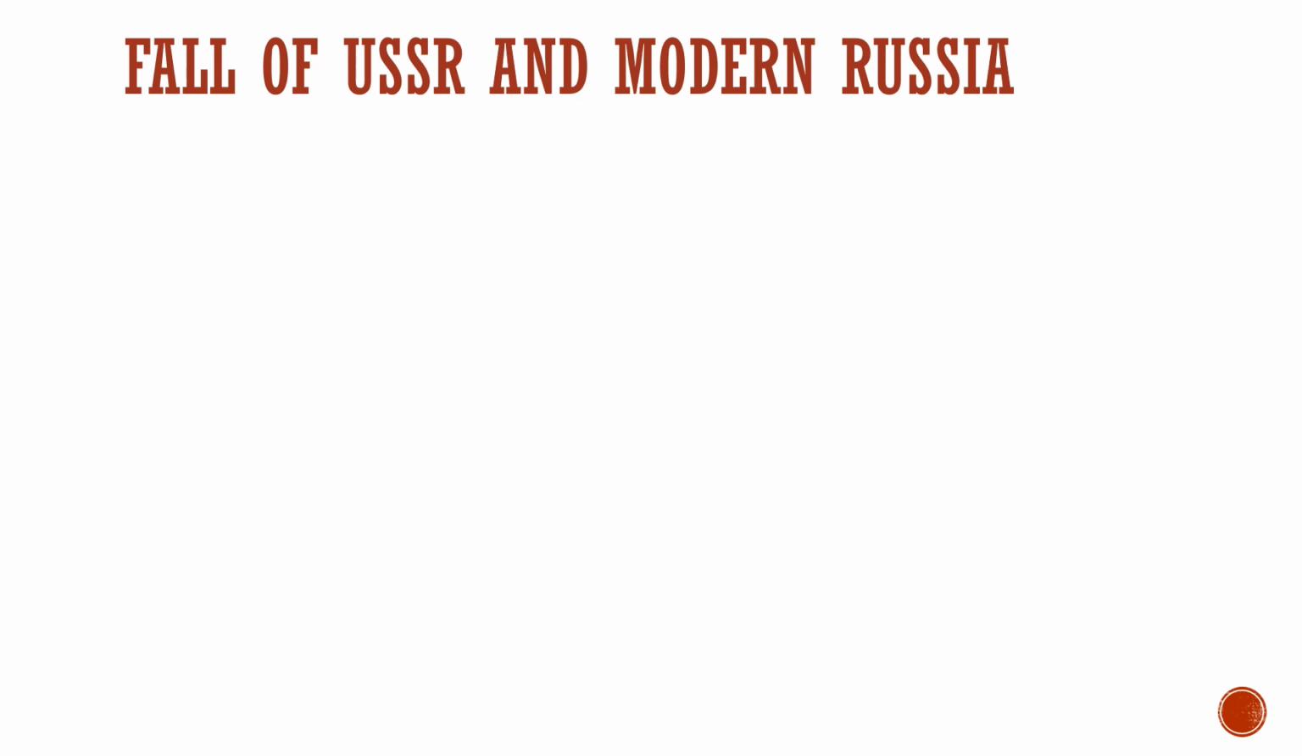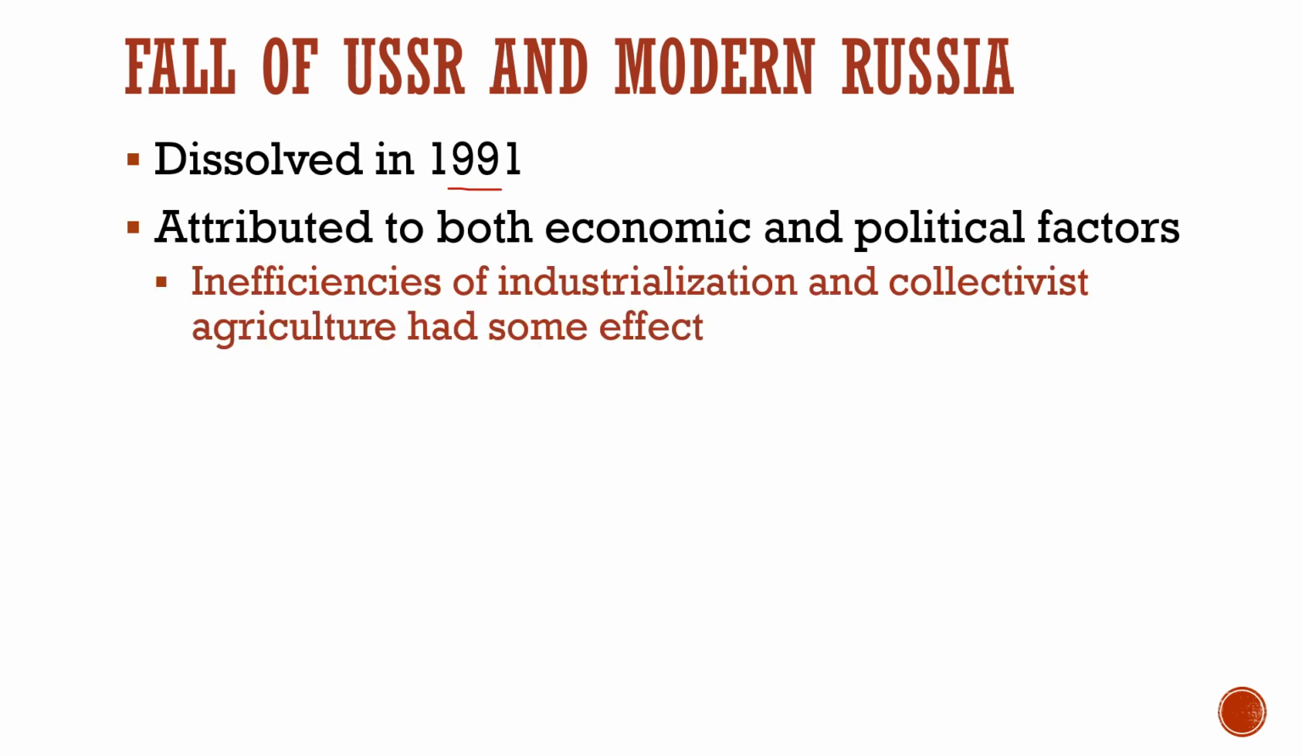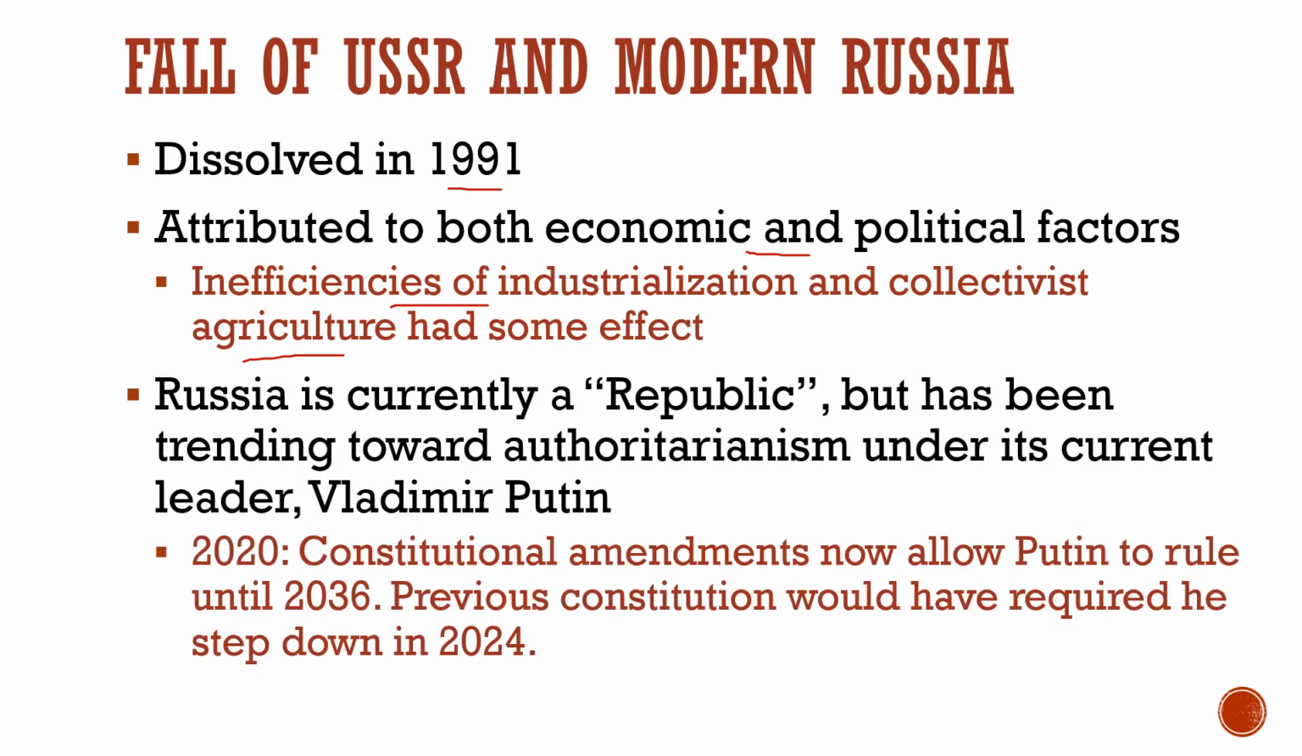So then the fall of the USSR to where we are now with modern Russia. The USSR was dissolved in 1991. It was attributed to both economic and political factors. Again, that inefficiency of industrialization and collectivized agriculture, because they were essentially a huge failure. That then allowed the USSR to be dissolved. There wasn't a lot of support. It was clear that it wasn't working well.